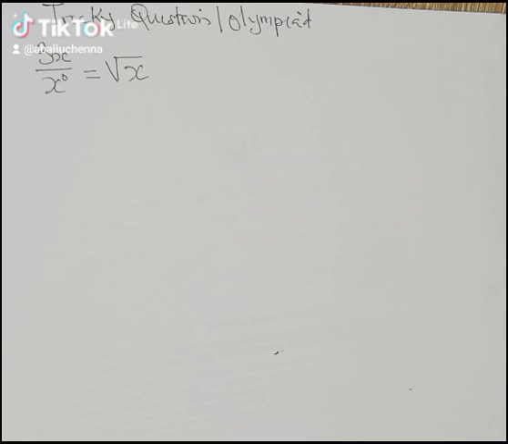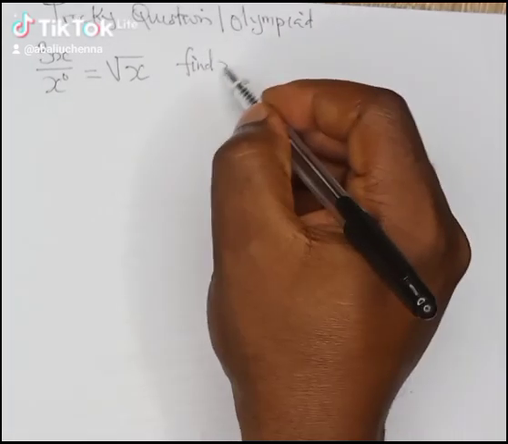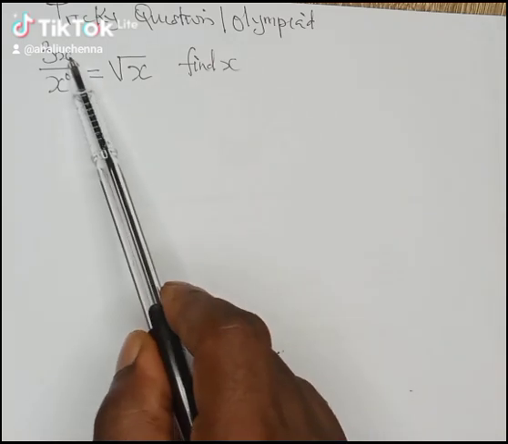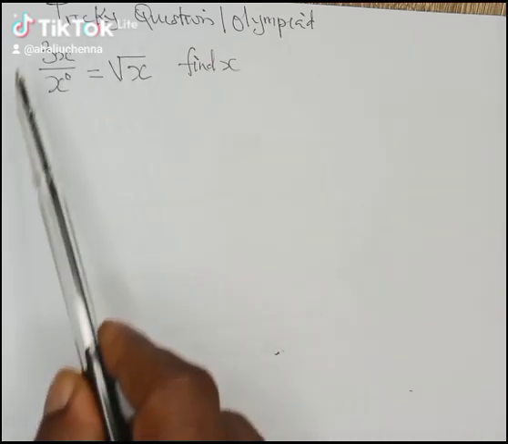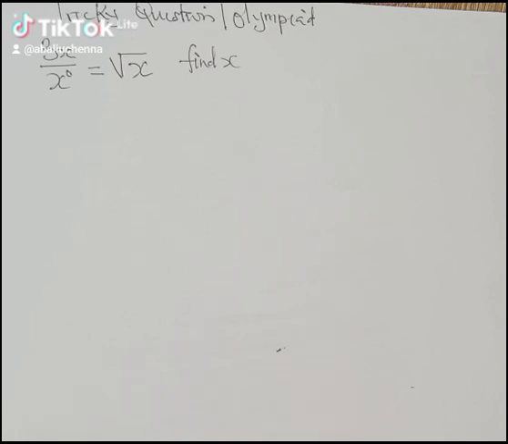It says 3x all over x to the power of 0 equals root x. And the question says find x. Right, we have to solve for x. Now looking at this, there's an x here, there's an x here, and there's an x here. How do we unify everything and just have one x? That's the question. So that's where it actually tasks your understanding. Now let's go ahead and do that.